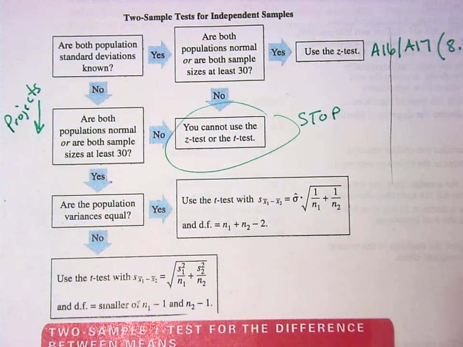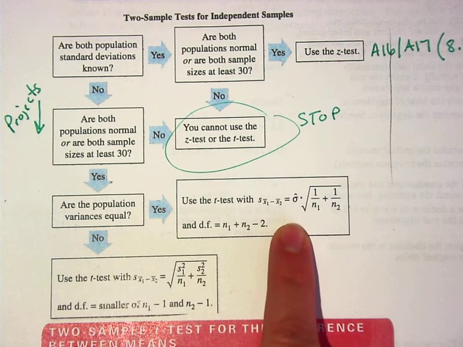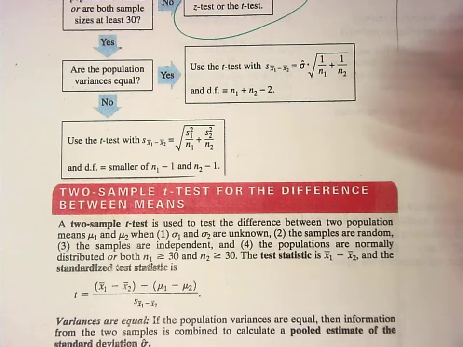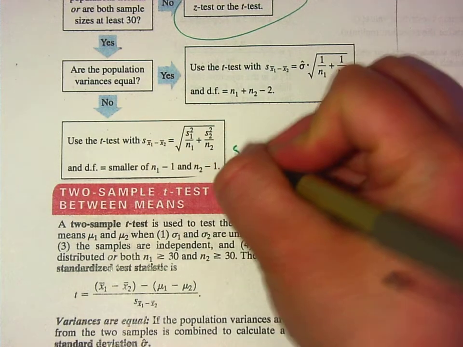If the population variances are equal, that means both, you may not know the population standard deviations, but are they varying approximately the same way? If the answer is yes, you use this formula, and if the answer is no, you use that formula. There's two different formulas that you have to use. So this is 8.2 and this is 8.2 here. Two different ways to do questions for 8.2.